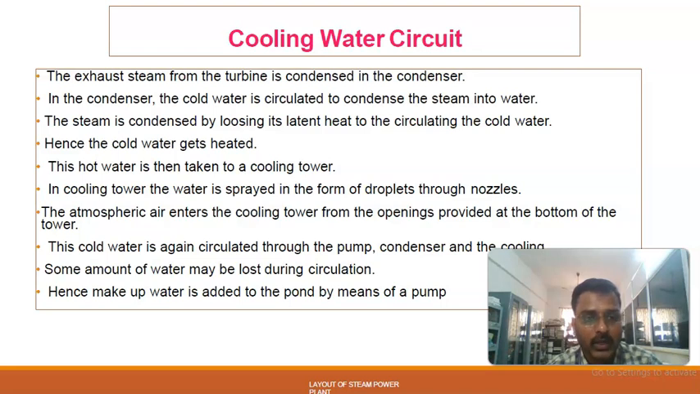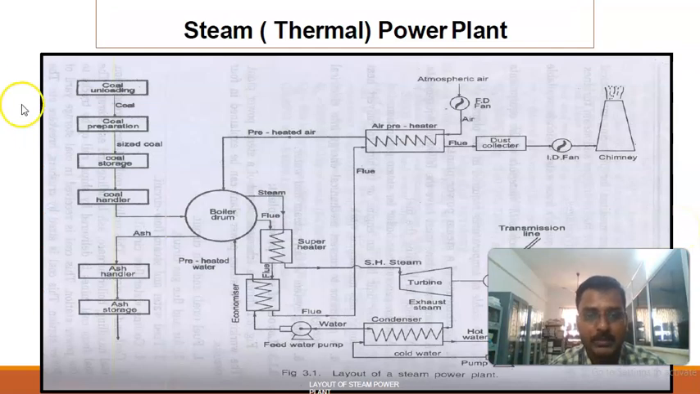In the cooling water circuit, the exhaust steam from the turbine is condensed in the condenser. In the condenser, cold water is circulated to condense the steam into water. The steam is condensed by losing its latent heat to the circulating cold water, and the hot water is then taken to the cooling tower. Some amount of water may be lost during circulation, hence makeup water is added to the pond by means of a pump.